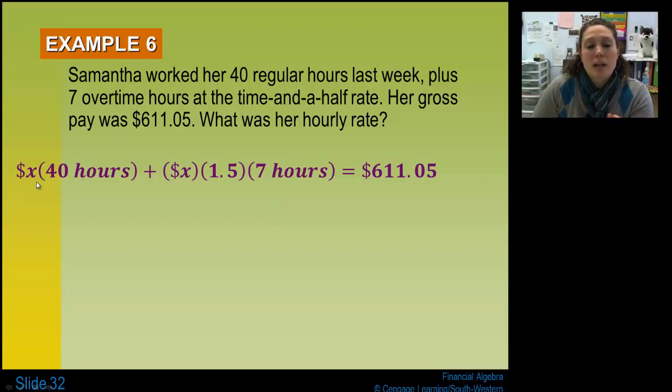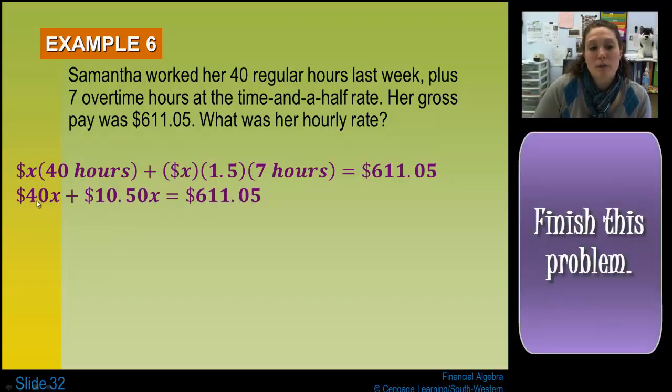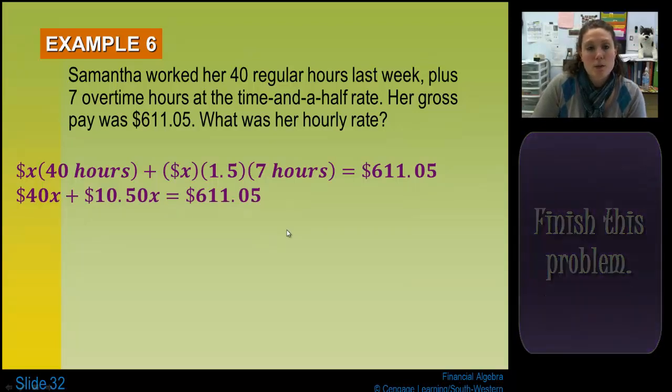So we need to go ahead here and do our multiplication and simplify this piece of information. So x times 40 is 40x plus x times 1.5 times 7. We end up with 10.50x equals 611.05. From this point, you're going to combine your like terms. So the 40x plus 10.50x, go ahead and combine them, equals 611.05. You then have a one-step equation where you need to get the x by itself. So to undo the multiplication that's going on, you need to do your division. So there are 2 pieces left to this problem, which you need to go ahead and finish.